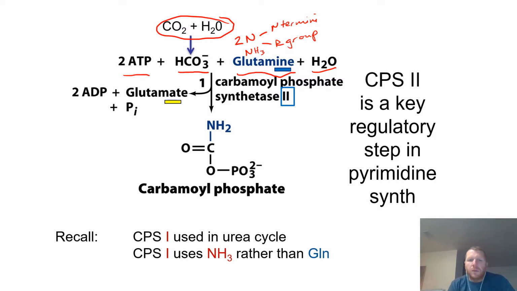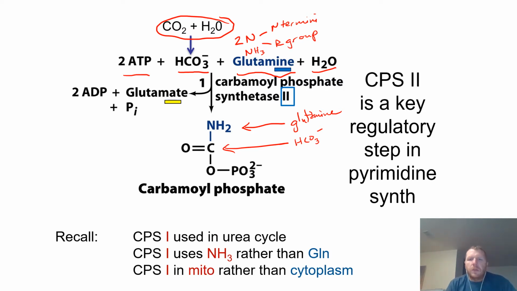But like I said, we're talking about CPS2. CPS2 is going to take the NH3 off of our glutamine R group, combine it with HCO3-, and then we're also going to transfer one of our phosphate groups off of our ATP to make carbamoyl phosphate. So essentially, here's our nitrogen from glutamine. This carbon is from our HCO3-, and then this phosphate is all that we have left.